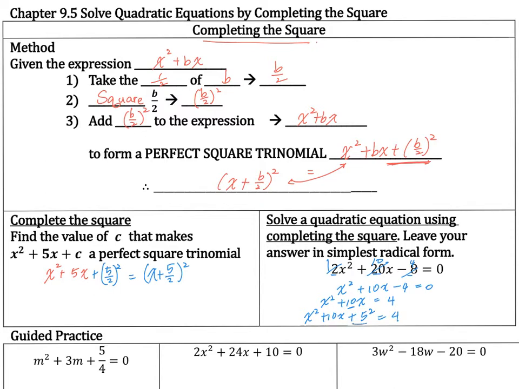So whatever I do to one side of the equation, I need to do to the other side. Plus 5 squared on the other side. So on the left-hand side, this would be x plus 5 squared. And this will be 29. And then I can take the square root of both sides. So x would equal negative 5 plus or minus the square root of 29.